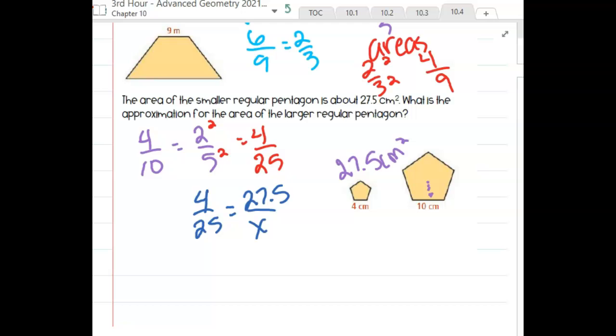Leo? You multiply the denominator by the opposite numerator, and then same thing with the other one. And they're equal to each other. So these are both cross products.